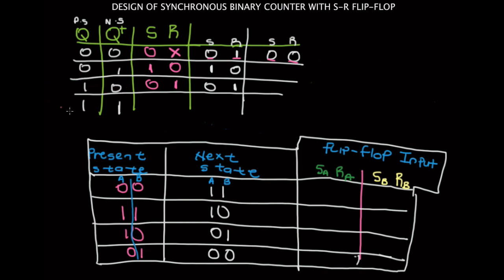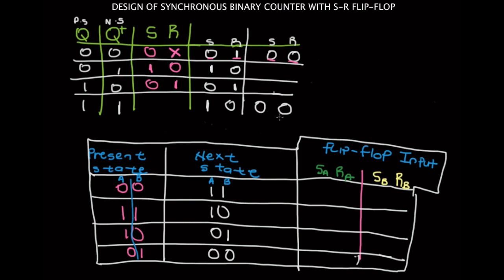So now let's go to the next row, which is our present state is 1 and our next state is 1. So what are the possible combinations? We can say our reset was 0 and our set was 1. Or we can also say nothing happened. Our set was 0 and our reset was 0. Because since nothing happened, Q is still Q plus. And that only happens when our S is 0 and our R is 0.